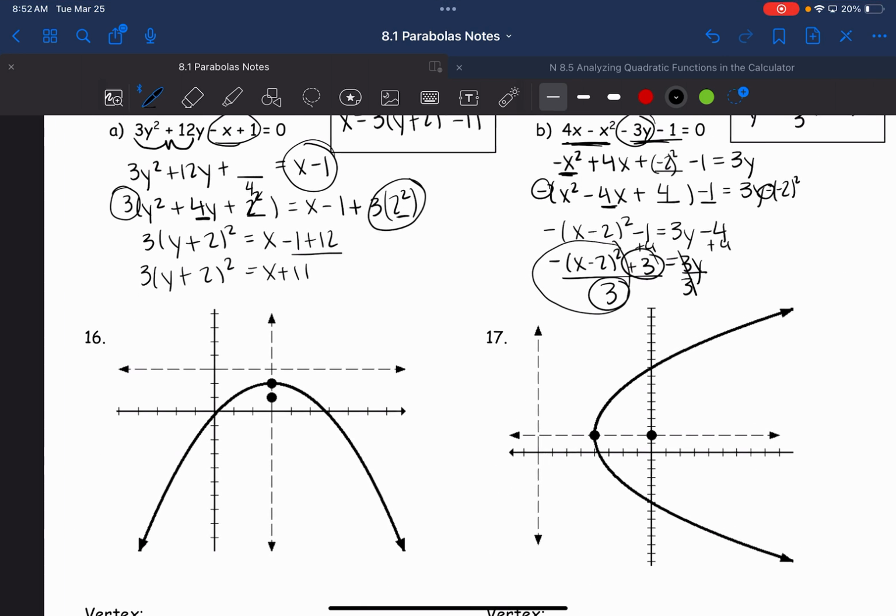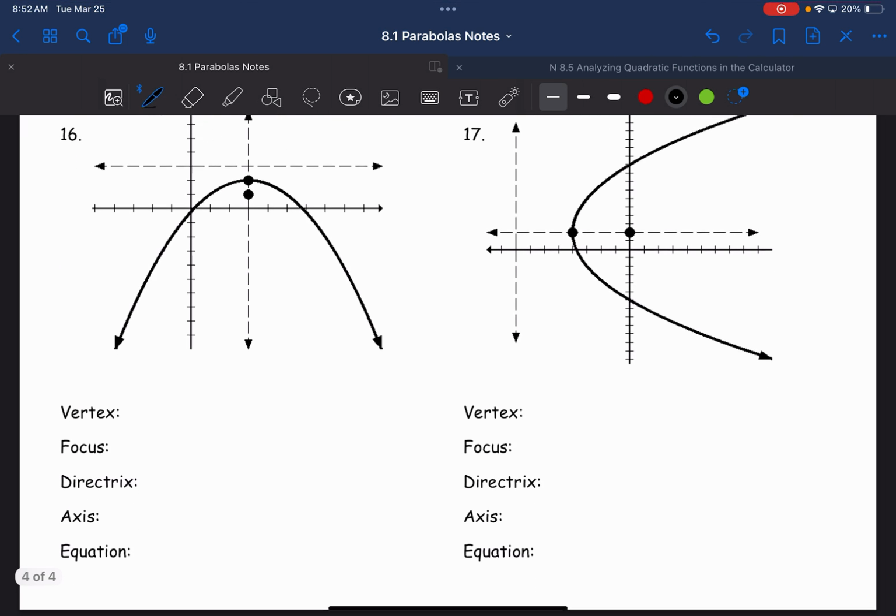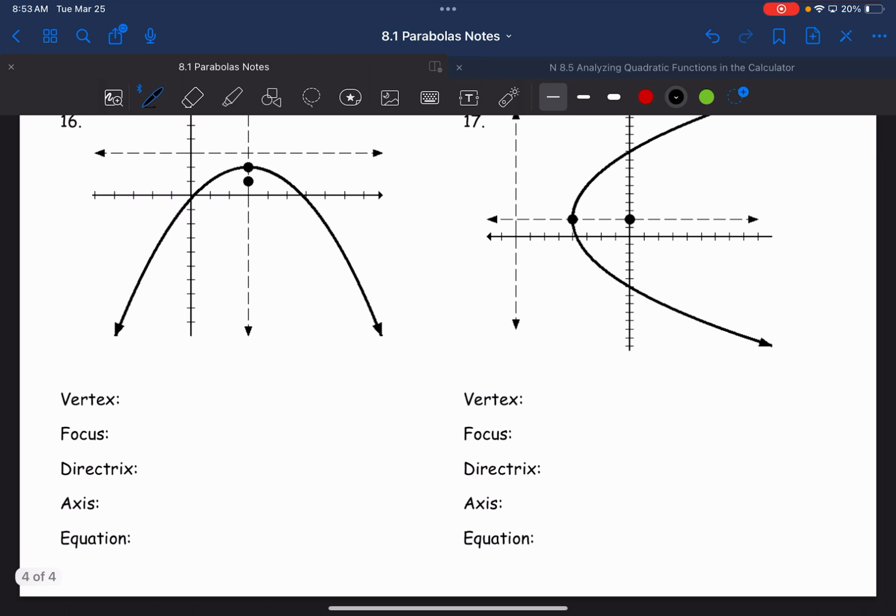Okay. Now, for the next two, they already have it drawn. We're going to come up with the values of the vertex, focus, directrix, the axis of symmetry, and then be able to write the equation. So for number 16, where is that vertex located? 3, 2. Okay. Where is the focus? 3, 1. And the directrix? So remember, it's a line, right? So it'll be the line y equals 3.